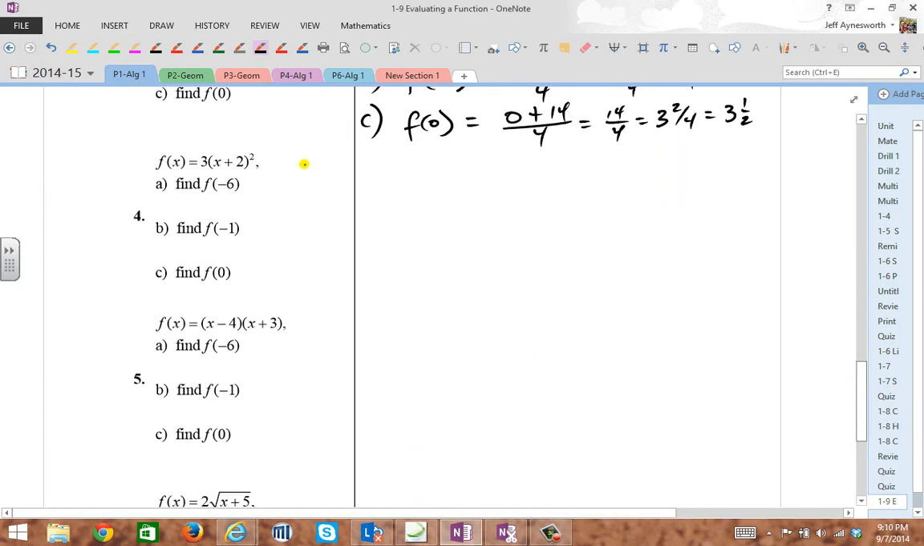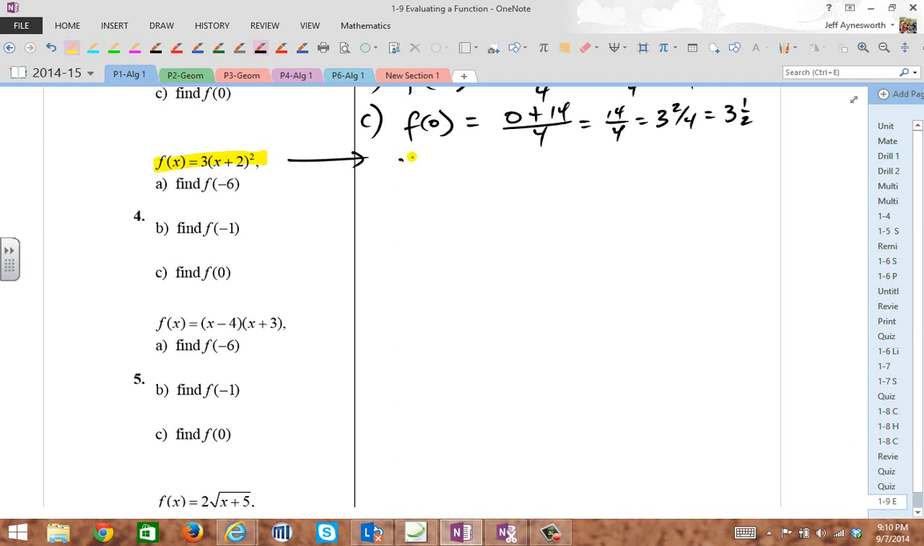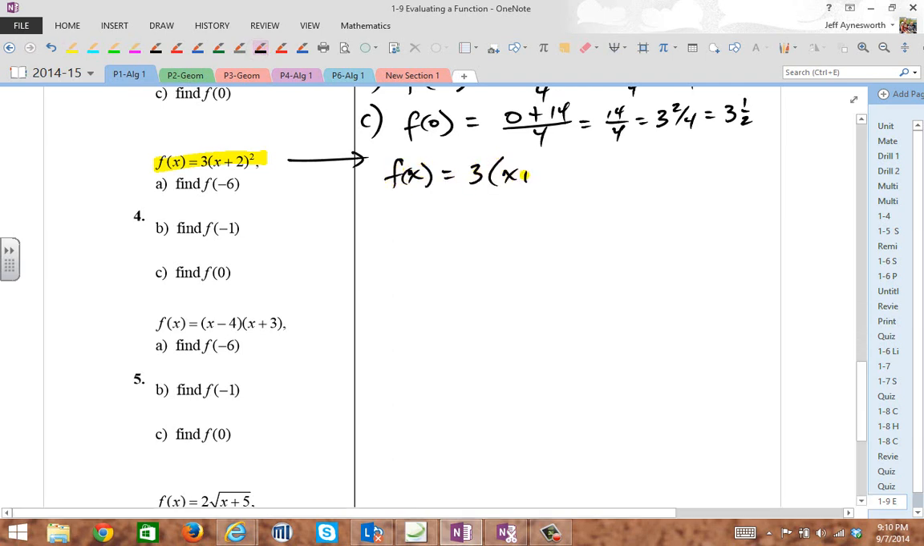All right, now let's try another one here. Let's just experience a wide variety of functions. In this one, f of x is equal to 3 times the quantity x plus 2, squared. Here, we're going to add 2 to x first, square it, and then multiply by 3. But first, you've got to show the substitution. I want to see that on everybody's work, okay?